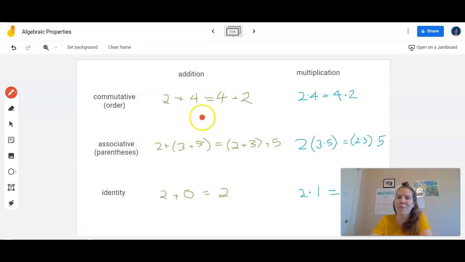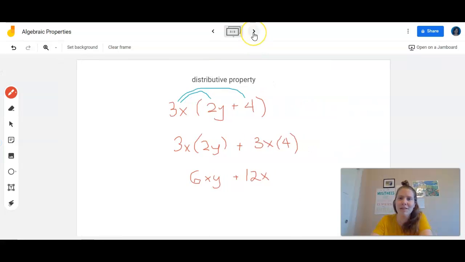And don't forget the best and greatest and most helpful, the distributive property tells us that when we have something on the outside of parentheses, we have to remember to multiply it by everything inside those parentheses. So this 3x gets multiplied by the 2y and by the 4. We could write it like this, or we could simplify it to this.